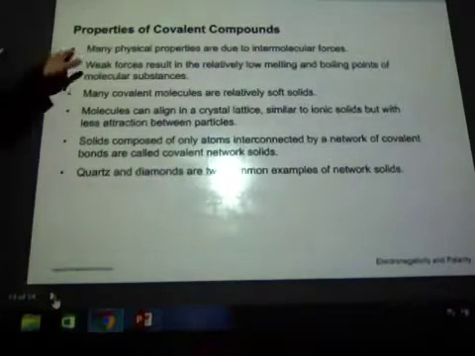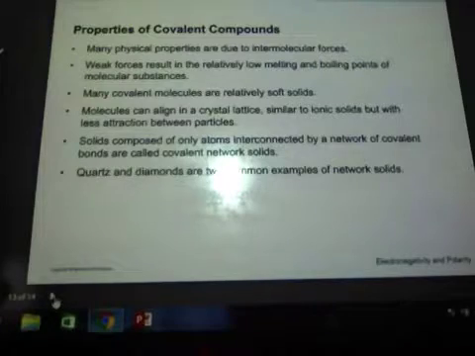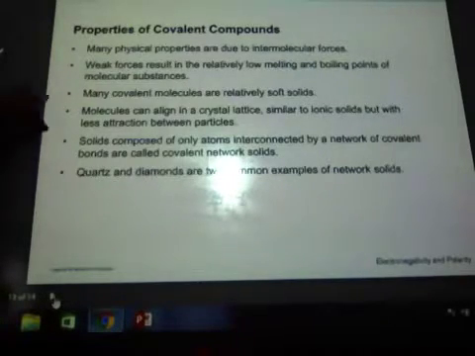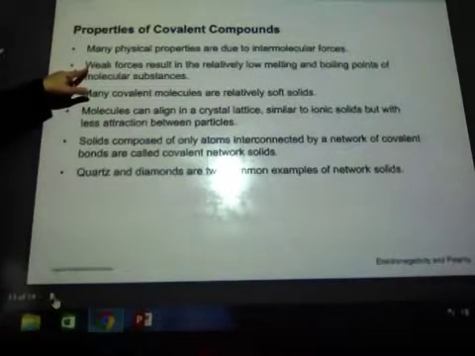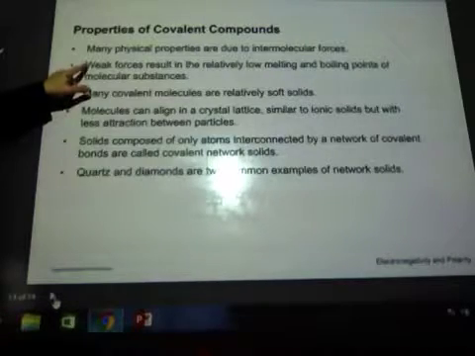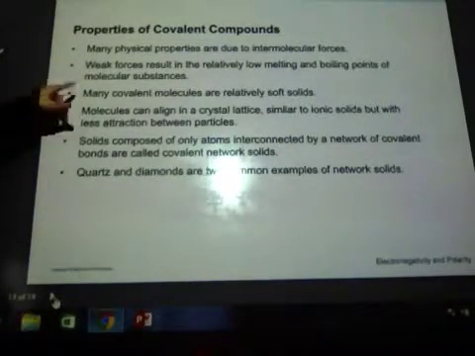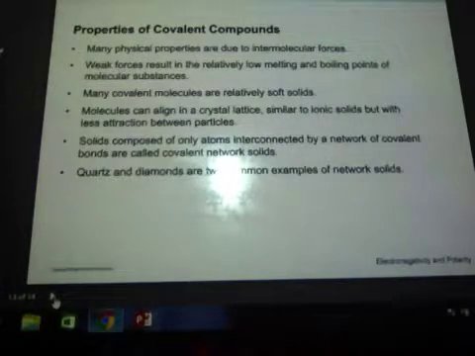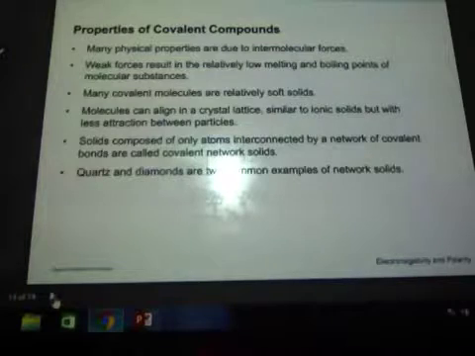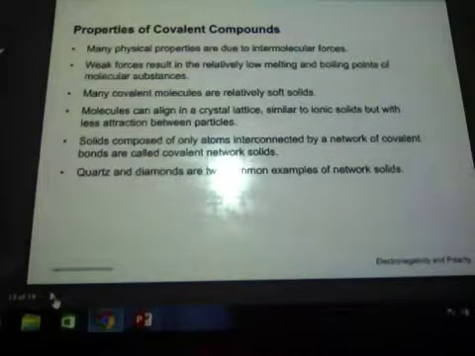And then many physical properties are completely due to those forces. Weak forces, so remember nonpolar is the weakest, result in low melting and boiling points. Many covalent molecules are soft solids. So even grease I would call a soft solid.